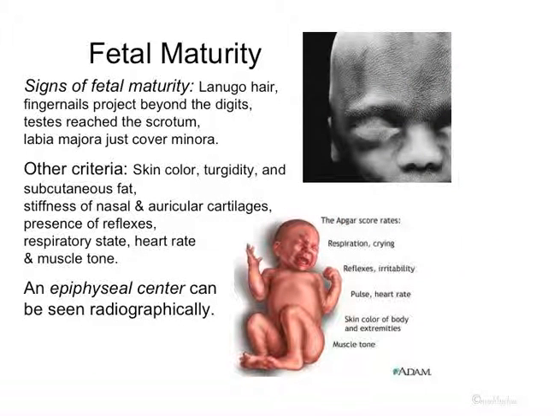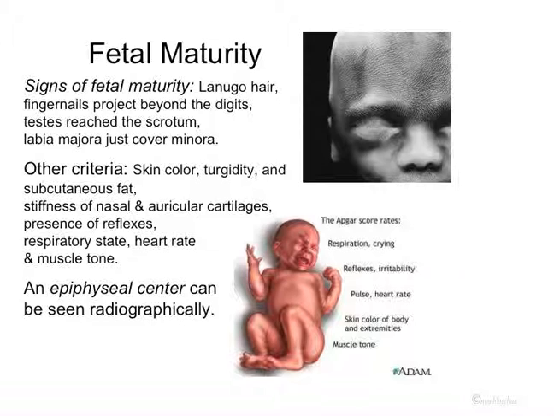When we get a fetus, we need to look at whether the fetus is mature. We have some signs for that. Signs of fetal maturity are lanugo hair, a fine little hair that covers the body. Fingernails project beyond the digits. The testes have reached the scrotum, and in girls the labia majora just cover the labia minora.